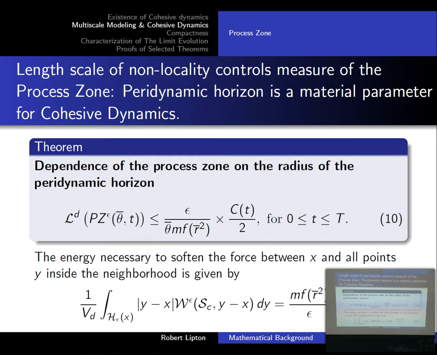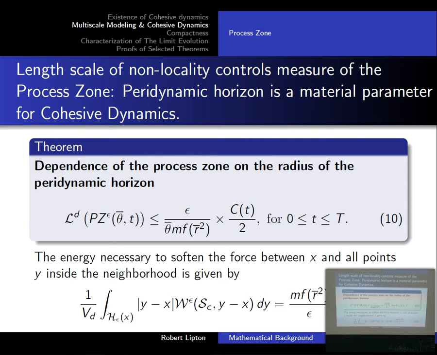And moreover, if you do a calculation, you ask, what is the energy necessary to soften the force between x and all points y inside the neighborhood? You get this nice clean formula. And so now you understand what epsilon is. Now you understand how to pick epsilon. If you believe this is giving you the physics here, then you can pick your epsilon depending on how ductile the material is. So we actually now have a definition for epsilon.